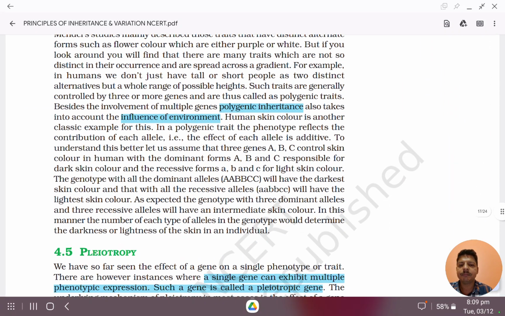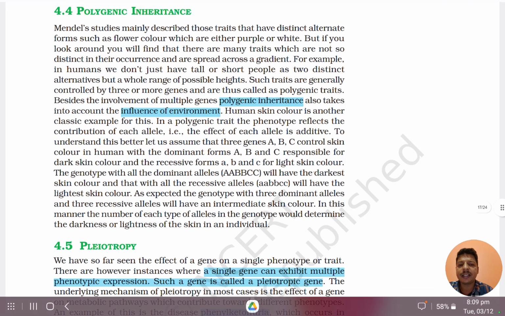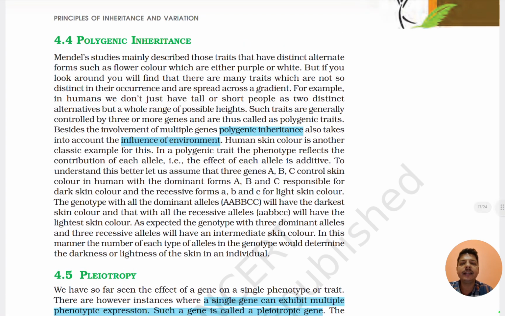Polygenic inheritance. Before starting this, let's see what the PDF says. We already discussed polygenic inheritance. Here you can see Mendel's studies mainly describe those traits that have distinct alternate forms, such as flower color, which is either purple or white. But if we look around, there are also many different colors of flowers.